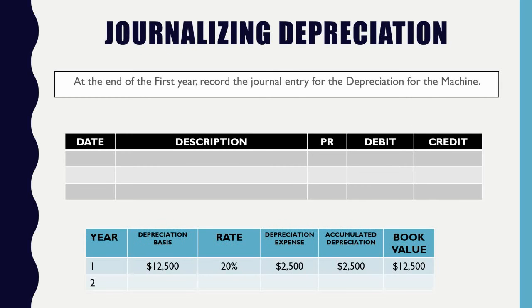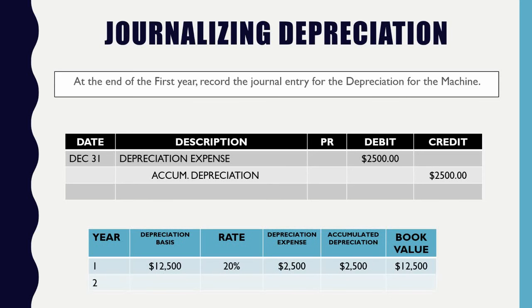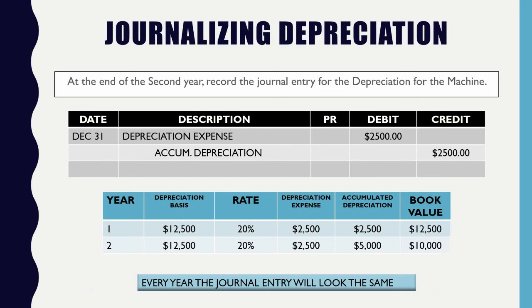So once again, let's take a look at how we're going to journalize it. Same thing here. We're going to take our depreciation expense and our accumulated depreciation, and we're going to journalize it for 2,500. Now that's the first year. Second year, third year, fourth year, fifth year is all going to be identical. So it's going to be hard to tell the difference. The only way that you'll be able to tell that you've depreciated or not is going to be through your ledger.